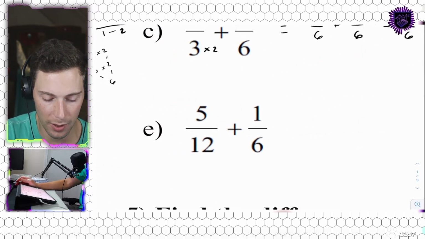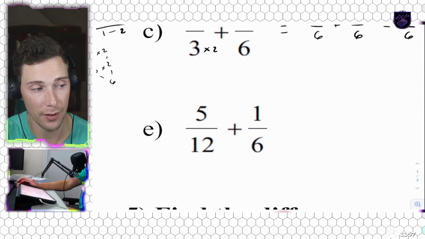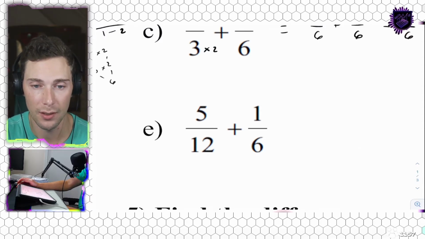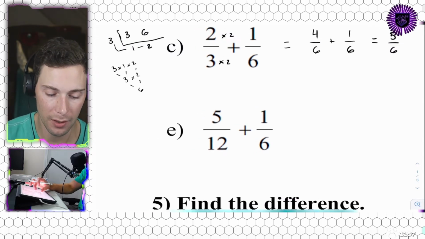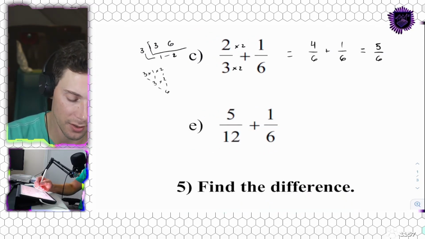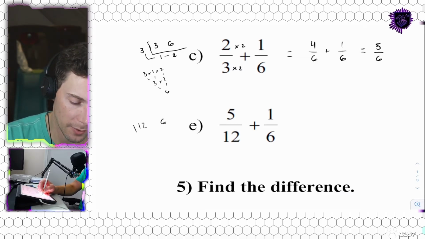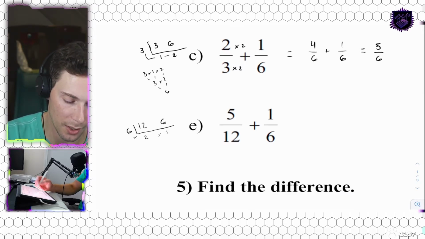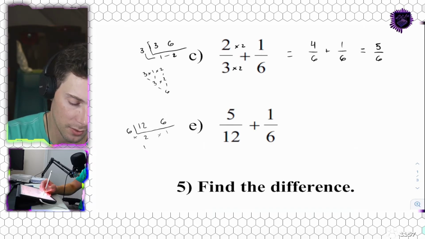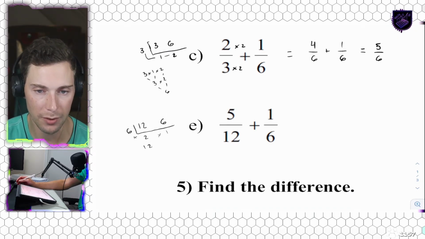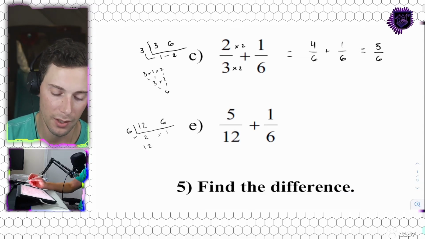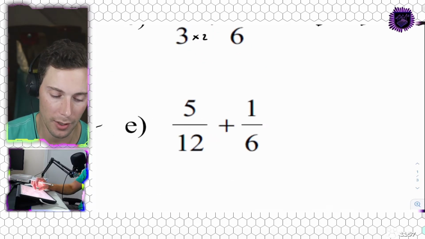Next question, 5/12 plus 1/6. We're going to, again, find the lowest common multiple of 6 and 12. So we can go 12, 6, and the common factor of both is going to be 6. That's going to be 2 and 1. And we're going to be left with 6 times 2 times 1, which is going to be 12. So the lowest common multiple of 6 and 12 is 12. We already knew that, but I'm just showing my work again.